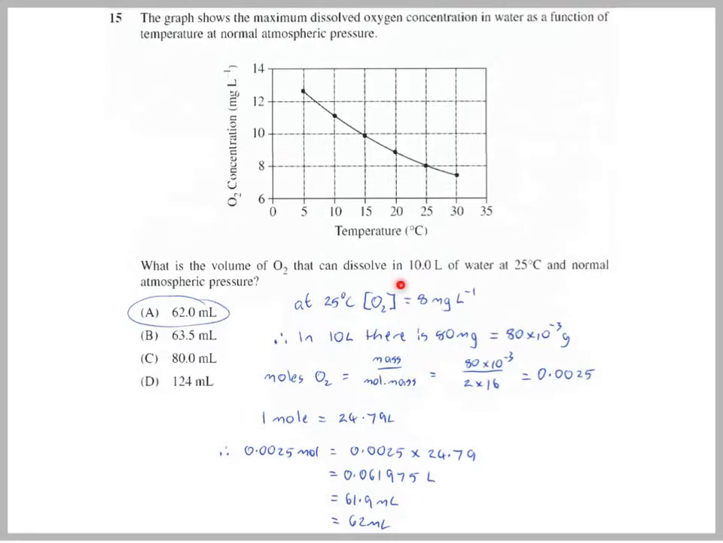Talking about 10 litres. In 10 litres, there is 80 milligrams. 80 milligrams is 80 times 10 to the minus 3 grams. Moles oxygen is mass over molar mass. So we've got the mass over the molar mass, we've got that many moles. We know that 1 mole is 24.79 litres. So 0.0025 moles equals 0.0025 times 24.79 equals 61.9 mL, equals 62 mL when we round it. So our answer is A. Also a fairly convoluted question just for a 1 marker.